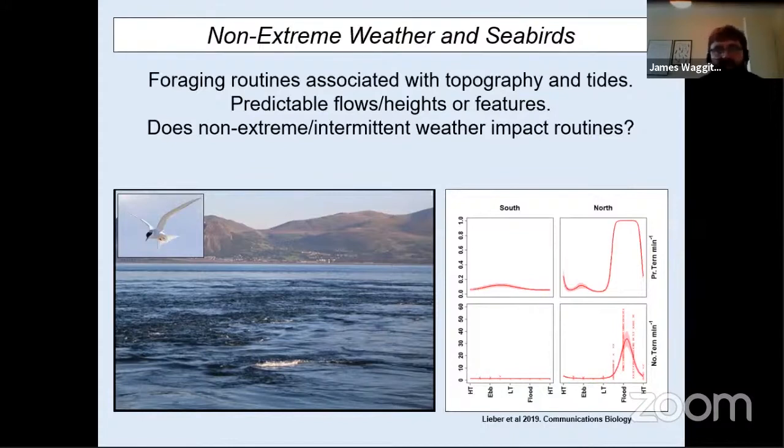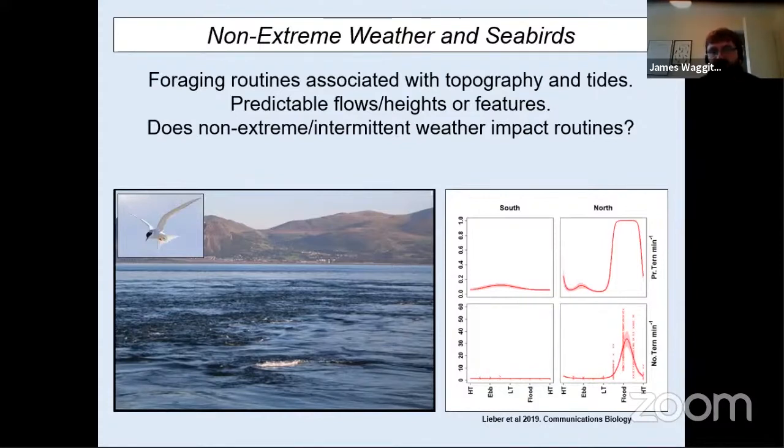But what we do know is quite a lot of seabirds have very strong foraging routines, which are associated with topography and tide. In coastal waters, tides are a very prominent feature in most places, where you get increases in tidal height, sorry, in depth, and decreases in depth, but also changes in the speed and direction of flows.